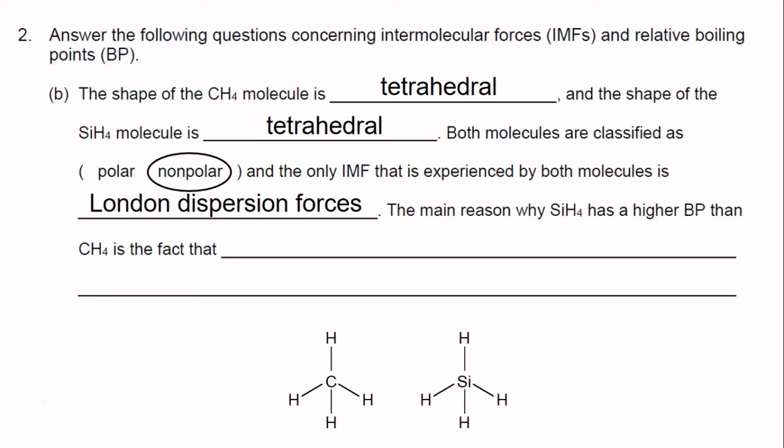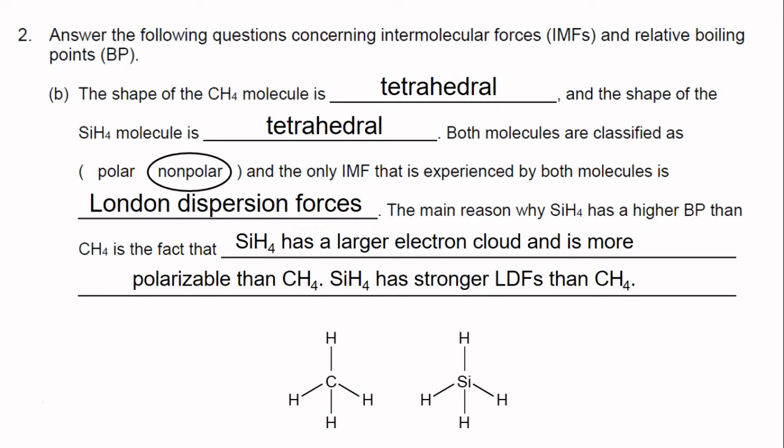The strength of the London dispersion forces increases with the size of the electron cloud. And we're trying to argue for why SiH4 has a higher boiling point than CH4. So the SiH4 has a larger electron cloud. That molecule is more polarizable and would experience stronger London dispersion forces than CH4.